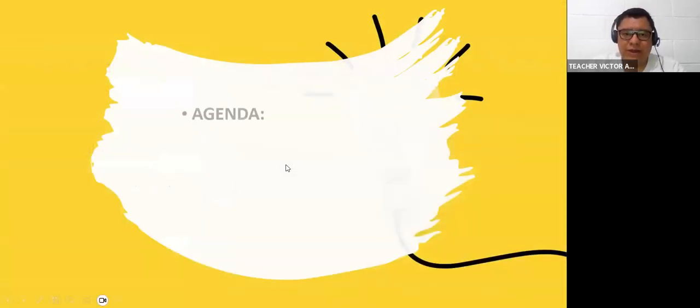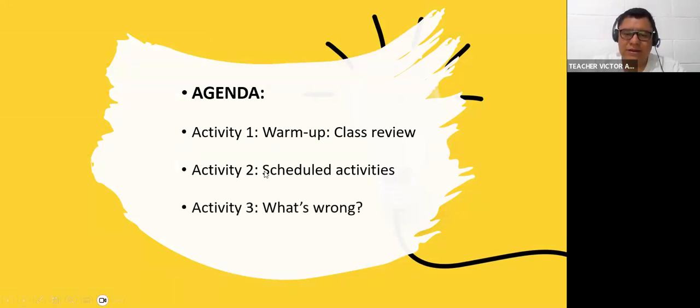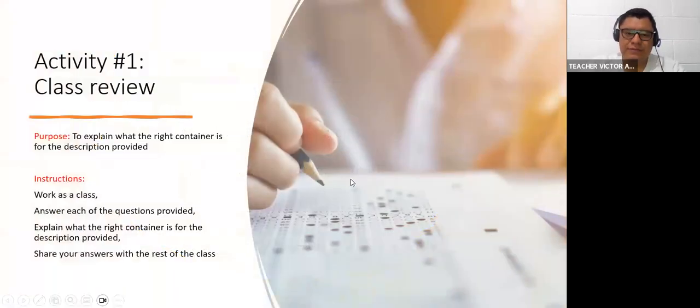So for today, we have this agenda. We're going to have a quick class review, and then we have scheduled activities. Activity number 3 says What's Wrong. Finally, we have the wrap up. Let's start with the first part. It says to explain what the right container is for the description provided.